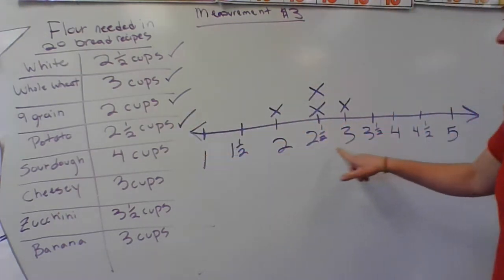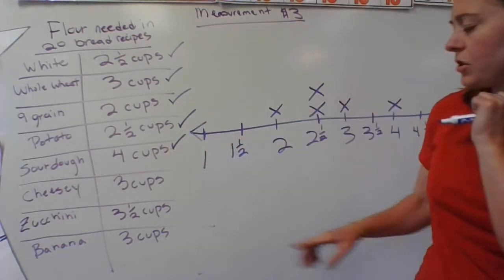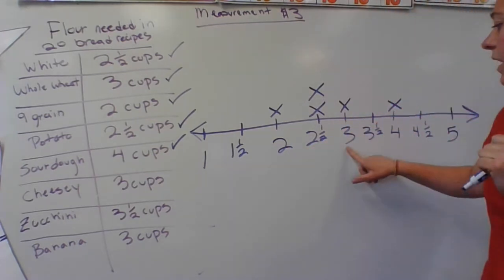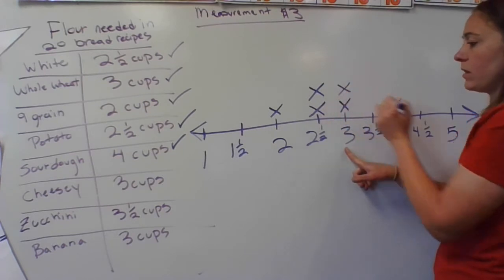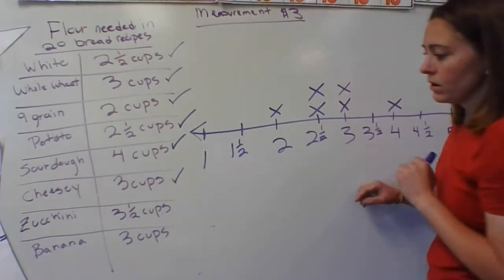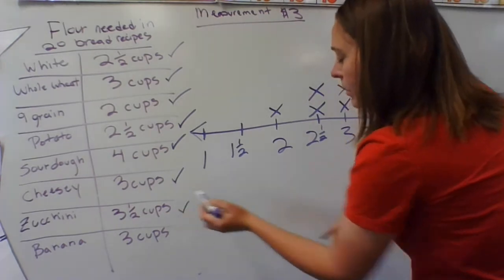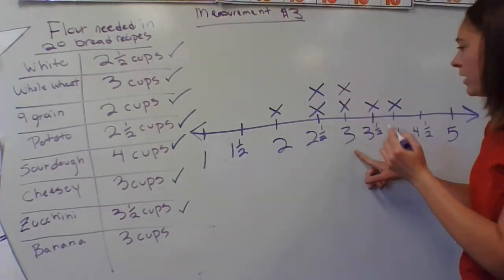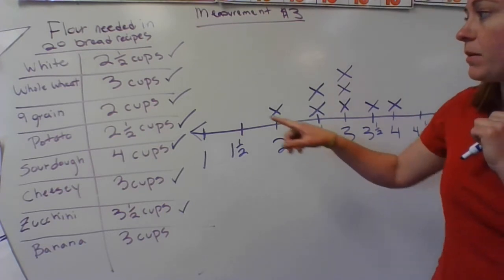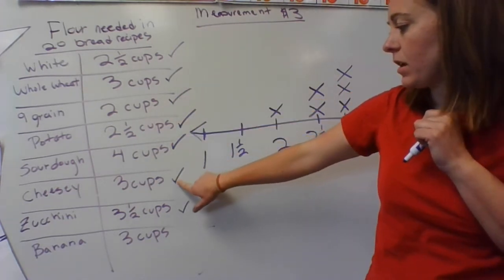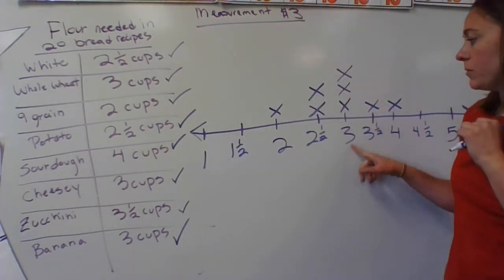Sourdough bread uses 4 cups. We'll put an X there. Check that off. Cheesy bread uses 3 cups. So we'll put another X here. You see, we already had a 3 from whole wheat, so it'll be 2 X's on this one as well. Zucchini bread uses 3.5. And banana bread uses 3. So now I'm going to put a third X above the 3. Not because it says 3, but because I have 3 recipes, whole wheat, cheesy bread, and banana bread that use 3 cups of flour. 1, 2, 3.